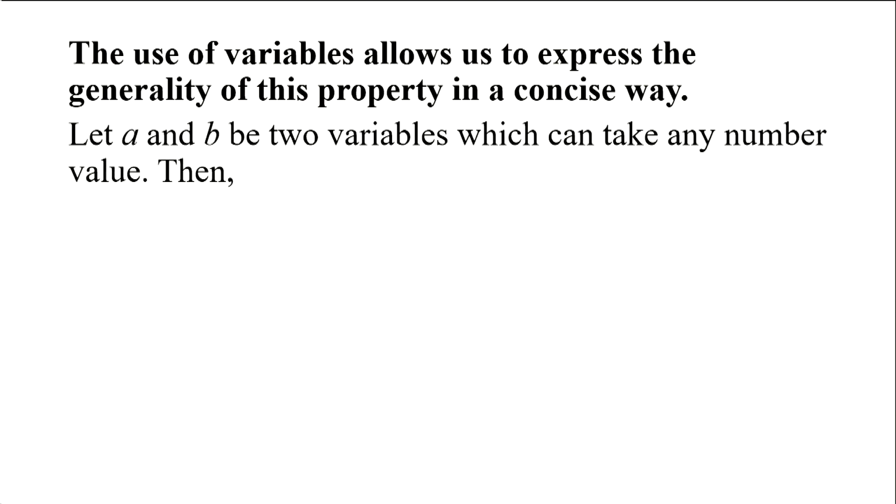The use of variables allows us to express the generality of the property in a concise way. So, we can frame a rule by using variables for this commutativity. Let a and b be 2 variables which can take any number value, then a plus b is equal to b plus a. So, the general form of the commutativity is a plus b is equal to b plus a. Here a and b represent any two variables or any two numbers.